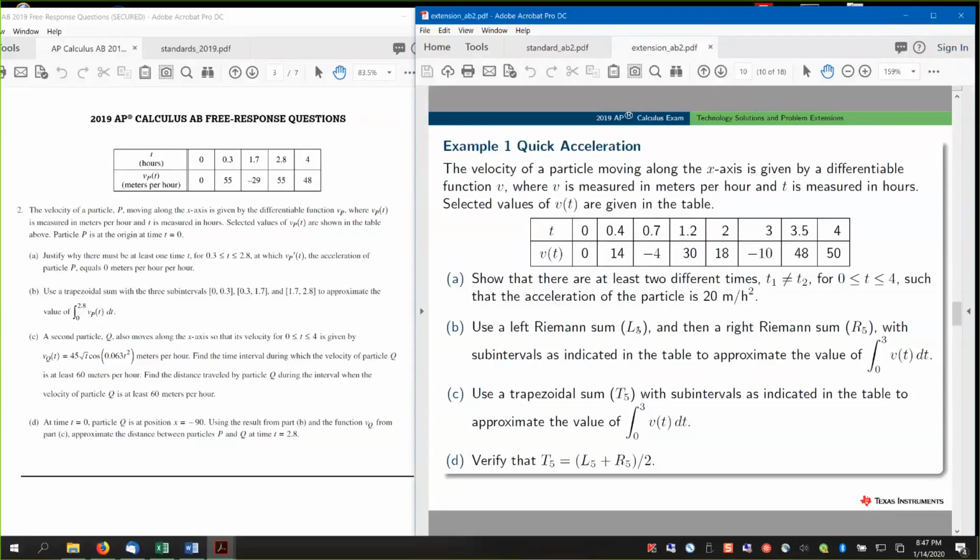And this is from 2019, and the purpose here is to not only go through each of the free-response questions in detail and show you how to solve them with technology, even if it's not a technology-active question, but also to introduce a couple of other examples that are based on the concepts in the free response questions. These problems are generally very rich.